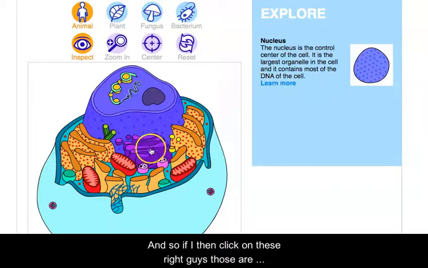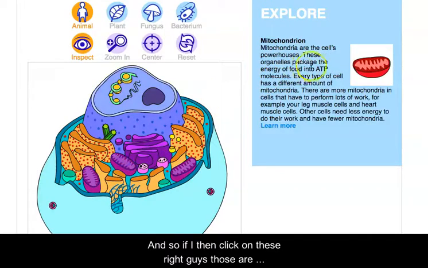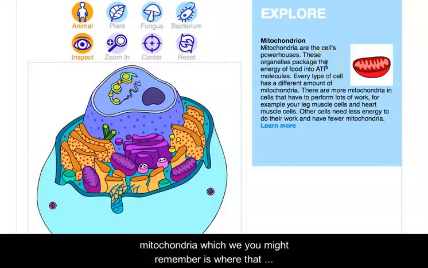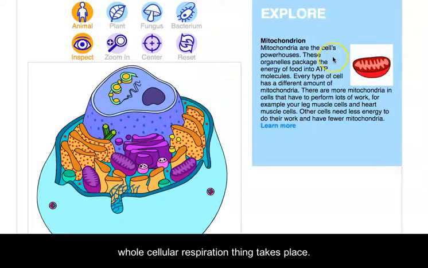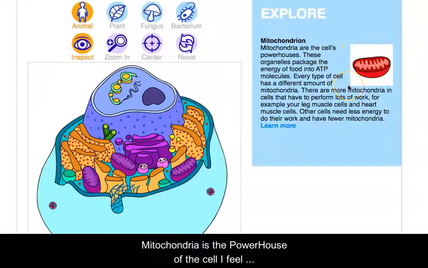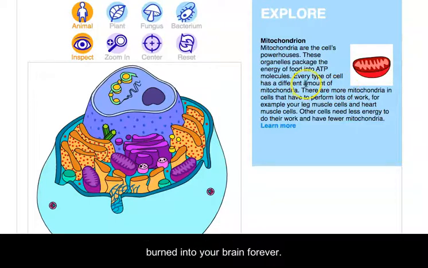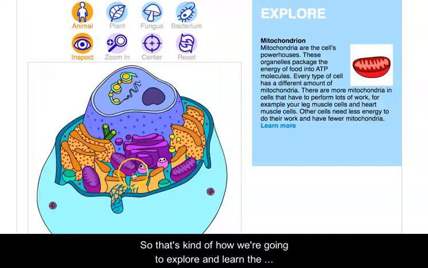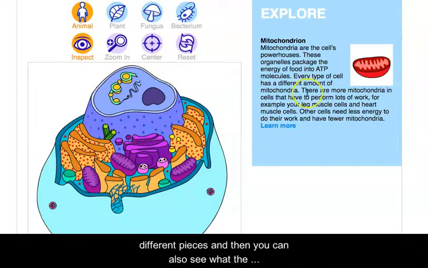And so if I then click on these red guys, those are mitochondria, which you might remember is where that whole cellular respiration thing takes place. Mitochondria is the powerhouse of the cell. I feel like you guys learned that at some point and then it's burned into your brain forevermore. So that's kind of how we're going to explore and learn the different pieces. And then you can also see what the different functions are.